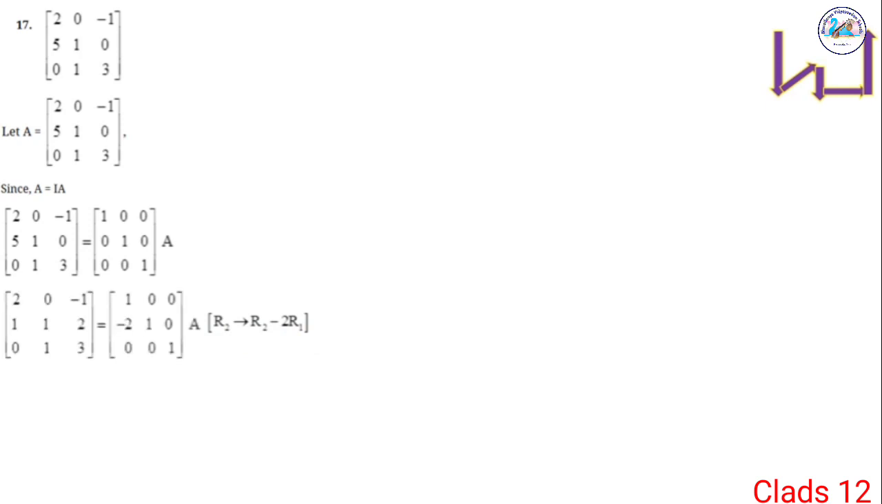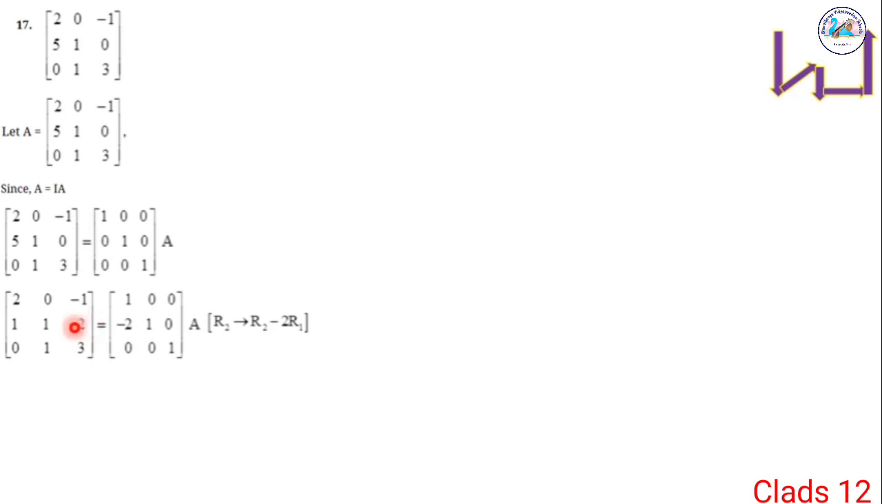In the sense, R1 remains the same: 2, 0, minus 1 remains the same. And the R2 first element is 5 minus 2 into 2. 5 minus 2 into 2 is 5 minus 4, and 5 minus 4 is 1. Next, R2 is 1 minus 2 into 0. 1 minus 2 into 0 is 1 only. Next, 0 minus 2 into minus 1, that is equal to plus 2.